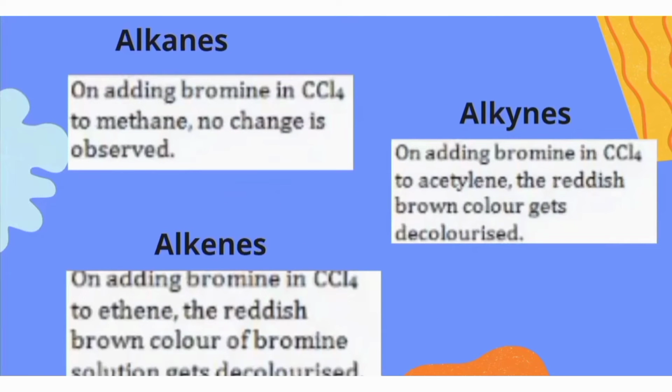Alkane, on adding bromine in CCl4 to methane, no change is observed. Alkenes, on adding bromine in CCl4 to ethene, the reddish-brown color of the bromine solution gets decolorized. And the alkynes, on adding bromine in CCl4 to acetylene, the reddish-brown color gets decolorized.